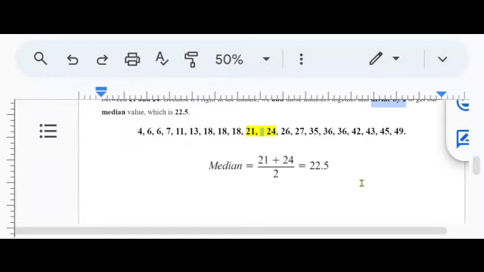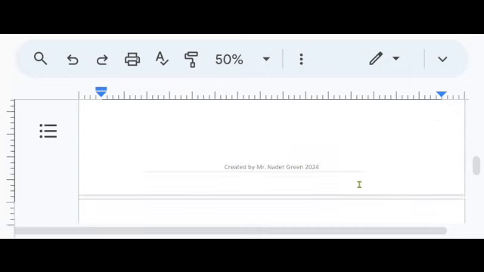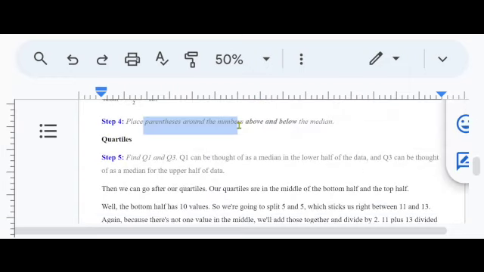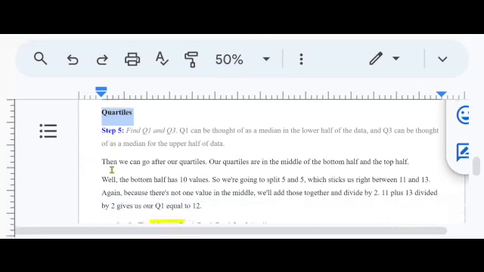Okay, up to here is clear? If you understand, raise your hand. If you half and half understand, put your hand like this. So everybody's okay? Next. Step number 4. Place parentheses around the numbers above and below. Now we're going to find the quartiles. Quartile 1, quartile 3, and so on. So how can we find quartile 1?